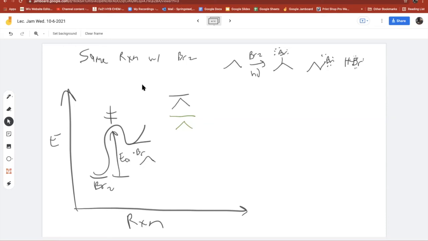Secondary radicals are lower in energy, so primary here, and then secondary here. Okay, so my secondary radical is going to go like that, and then my primary is going to go like this. And you see how I just naturally draw them at different energies? It kind of just comes out normally anyways with this.